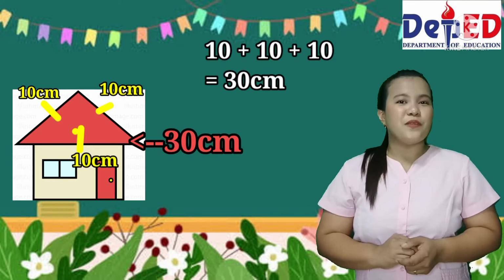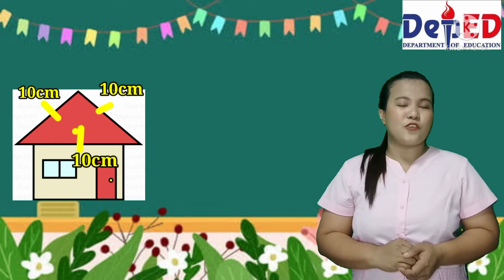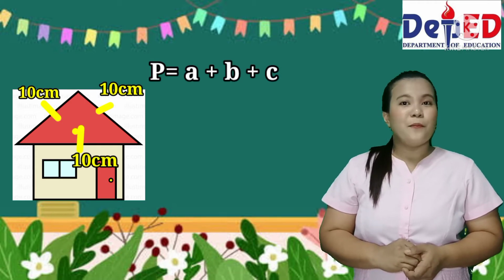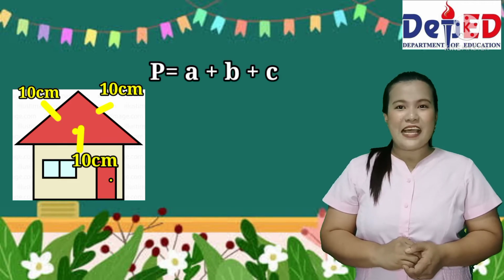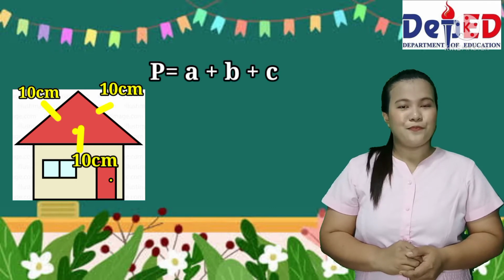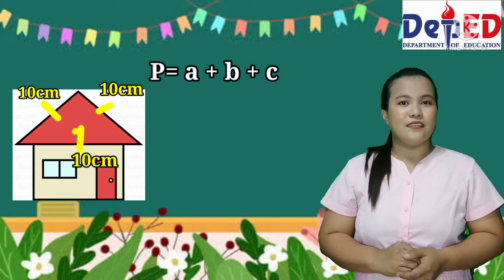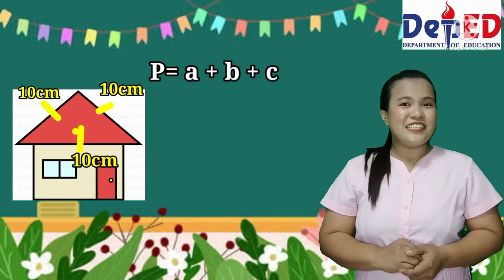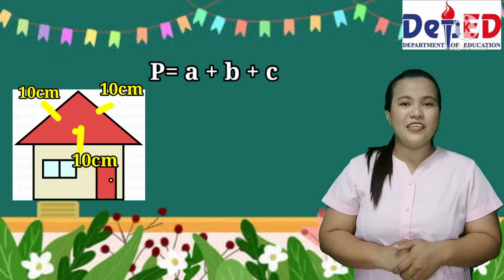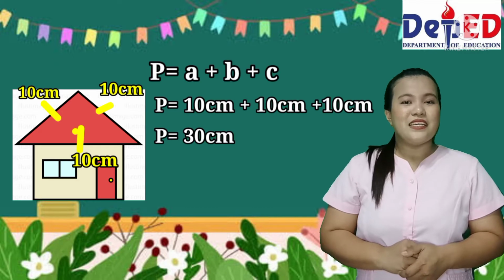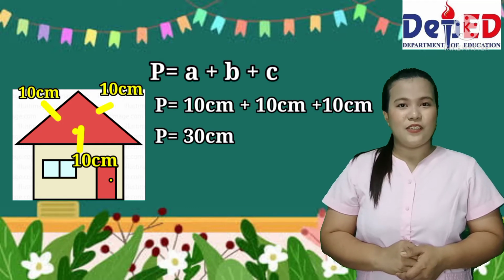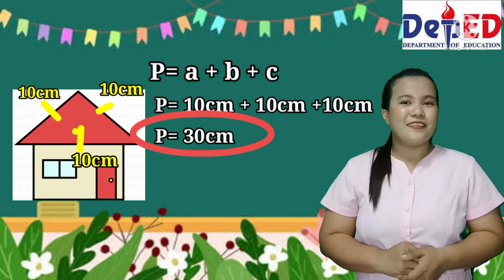Or we can simply use the formula for the perimeter of the triangle. P is equal to A plus B plus C, where P stands for perimeter, A stands for the first side, B stands for the second side, and C stands for the third side. If we substitute the measurement of the sides, it will become P is equal to 10 centimeters plus 10 centimeters plus 10 centimeters, and the perimeter would be 30 centimeters.